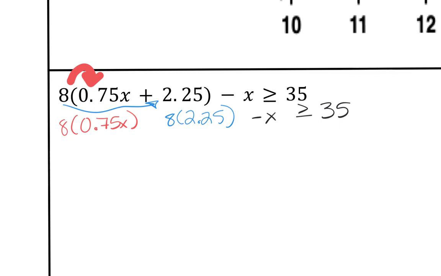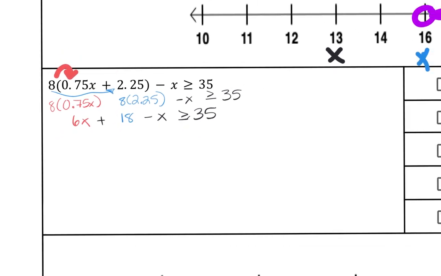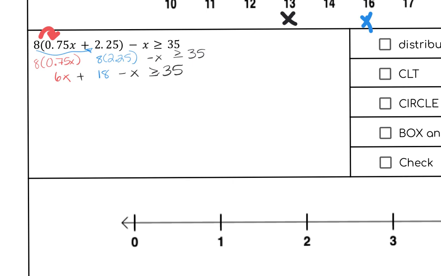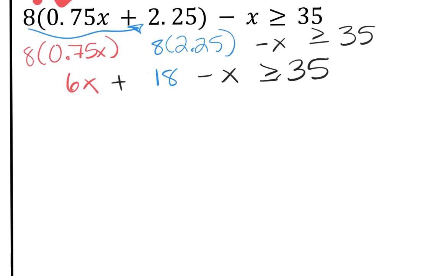Then I'm going to do the multiplication. 8 times 0.75 is 6. Eight times 2.25 is 18. Since it's a positive 18, I'm going to do plus 18. Then I'm leaving the rest of it alone. I no longer have anything to distribute, so I can check that off my list.